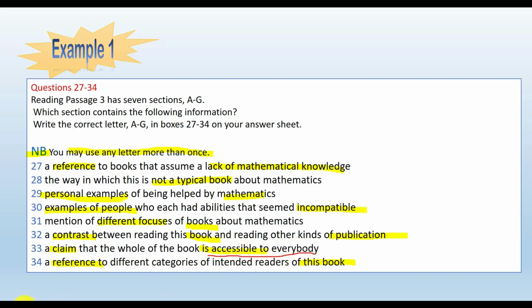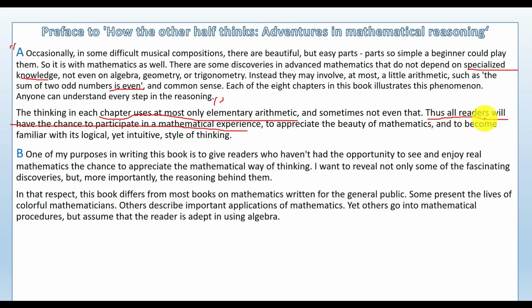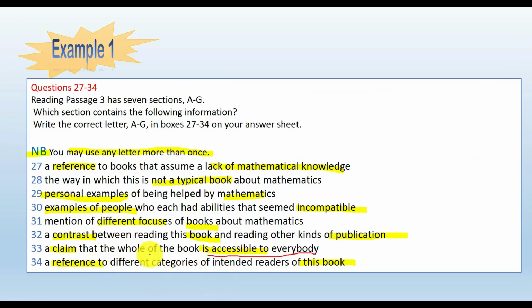Accessible to everybody. Thus, all readers will have the chance to participate in a mathematical experience, to appreciate the beauty of mathematics, and to become familiar with its logical yet intuitive style of scheme. Now that's it. The readers will have the chance to participate in a mathematical experience, and all this. Specifically, all. This is a paraphrase. This can be paraphrased with everybody. So this is A. 33.